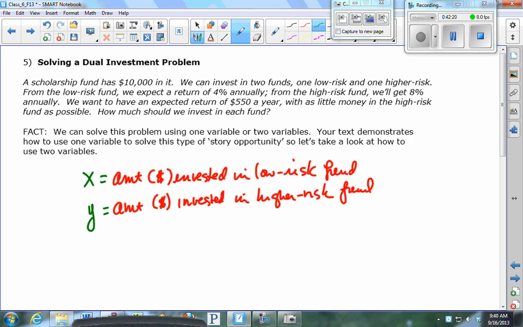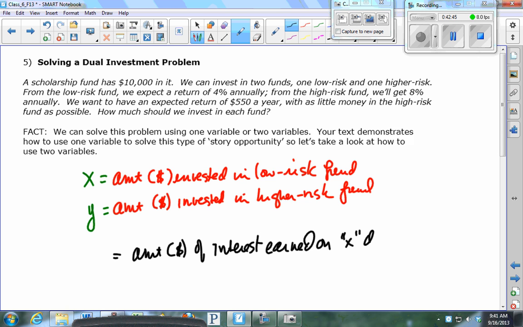Now, there's another idea in this problem, which is the amount of interest you get from each one of these funds. So you really have 4 descriptions you have to write. Here's your other 2. The amount in dollars of interest earned on the X dollars invested in the lower risk fund.